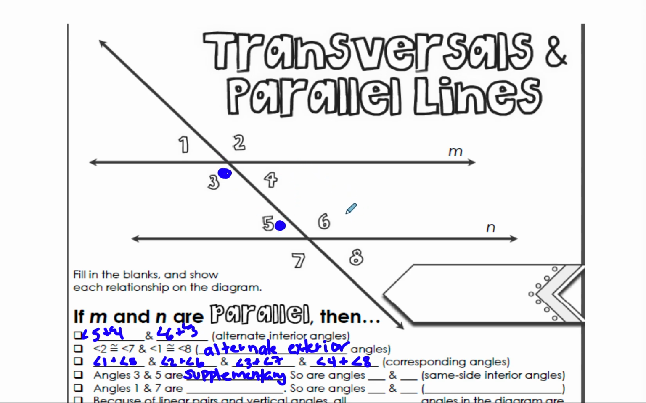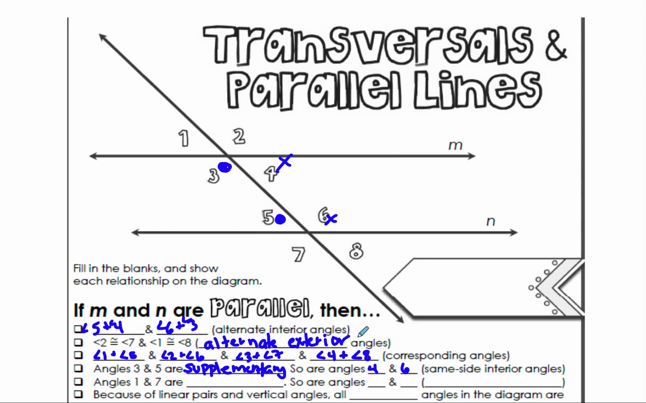Angles 4 and 6 also have that same relationship. This one and this one. Same side interior angles. They are supplementary to each other. Angle 4 and 6. Actually, I don't even need that little angle sign there because of the word angle. So I'm going to erase it so it's not quite so sloppy looking. All right.